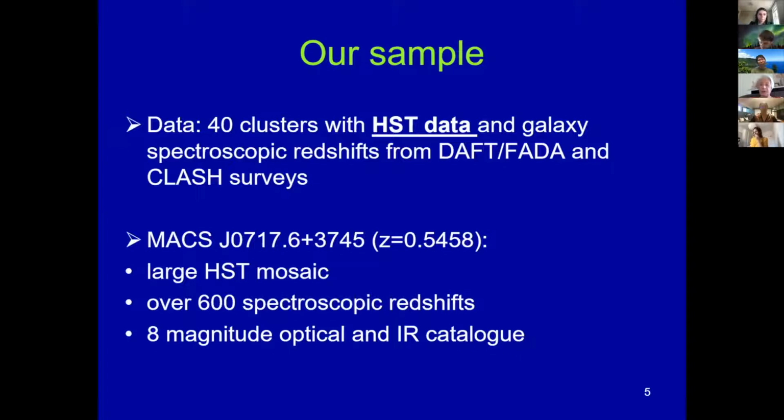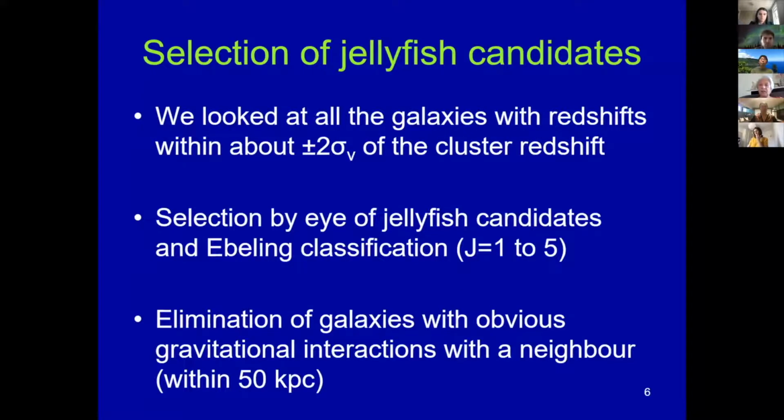It also has a nice catalog of 8 magnitudes in the optical and infrared. We selected jellyfish galaxies by looking at all the galaxies with redshifts within more or less plus or minus 2 times the velocity dispersion of the cluster. We selected by eye galaxies that could be jellyfish candidates, and we classified them following the Ebeling classification, that is, with J between 1 and 5. This was done by two of us, Simon Chiche and myself. Our classifications didn't always completely agree, but usually within plus or minus 1.